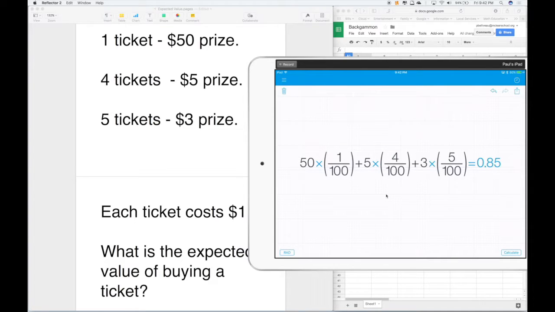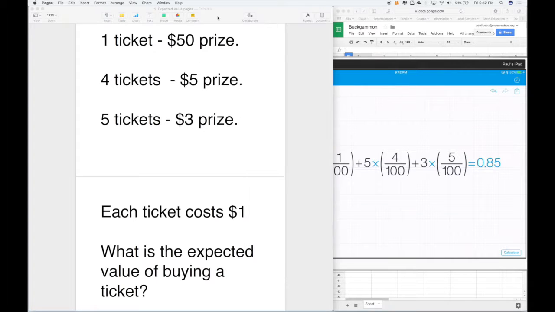Now, does this mean if I play the lottery over and over and over again, sometimes winning $50, sometimes winning $5, sometimes winning $3, I should average 85 cents of profit? No, because when you don't win one of these prizes, it's not like nothing happened.